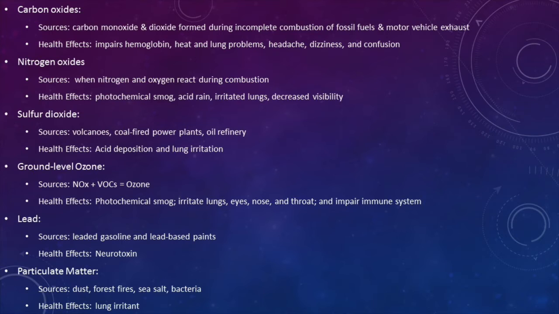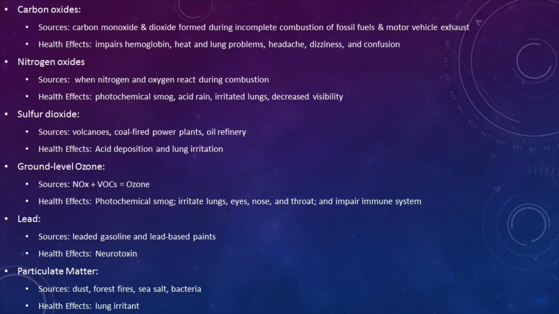Lead does not break down in the environment. It is a neurotoxin. It makes its way into the air by the use of leaded gasoline and lead-based paints, both of which have been banned in the United States since the 70s. The problem here is that the damage has already been done, and there are still houses that were built or painted prior to the ban that help lead to more air pollution today.